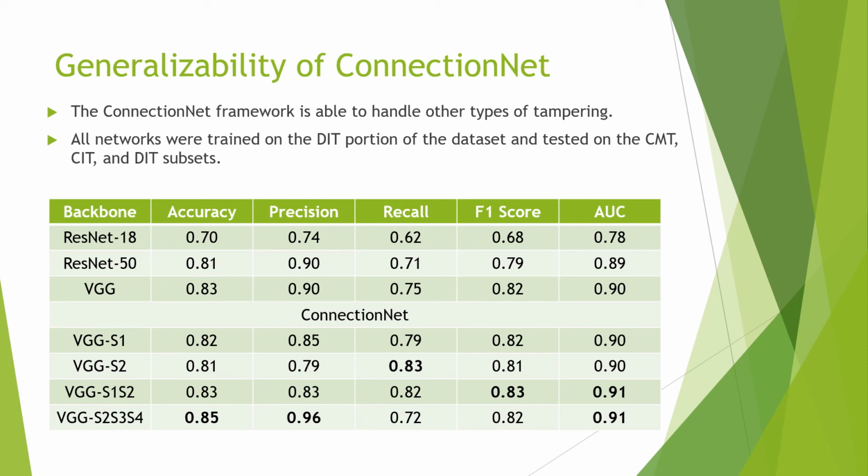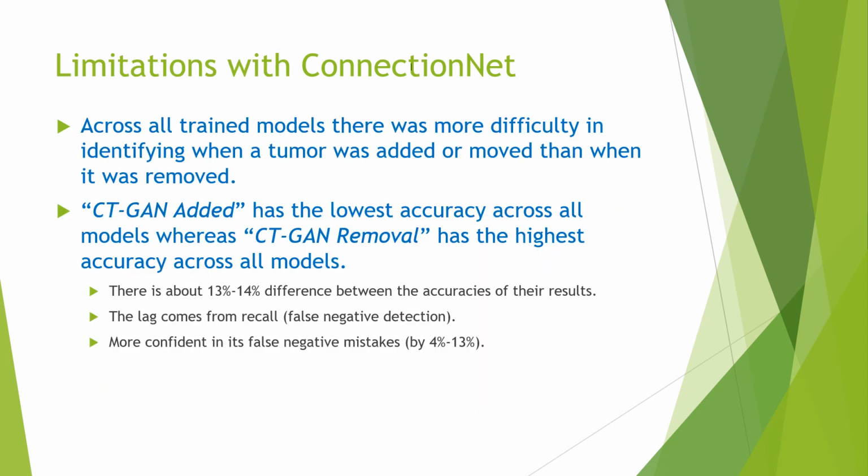We found a few limitations with ConnectionNet. Trained models had more difficulty finding added tumors than removed tumors, with a 13 to 14% lag in identifying added tumors. Most of this lag came from false negatives.